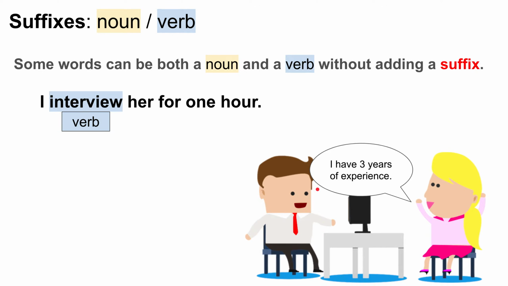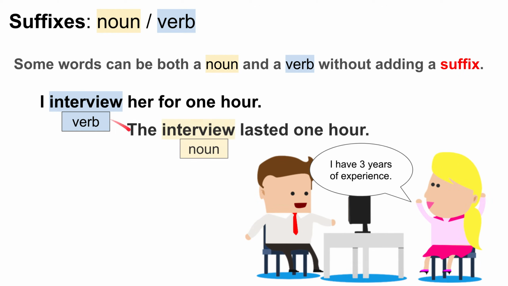nouns. But before we start, I need to mention that some words can be both a noun and a verb without adding a suffix. For example, I interview her for 1 hour. Here, interview is a verb, but the interview lasted 1 hour. Here, interview is a noun. We can see that in the first sentence, interview is a verb, and in the second sentence, interview is a noun, and I did not add a suffix. This is very important to keep in mind: some words can be both nouns and verbs.